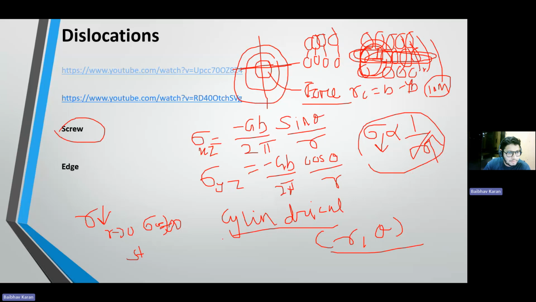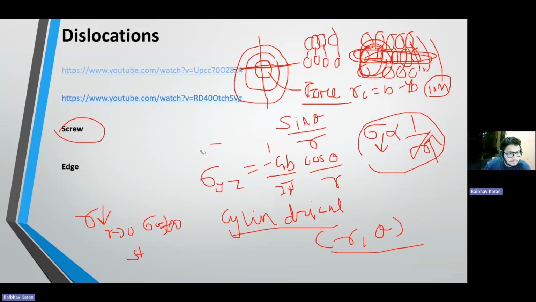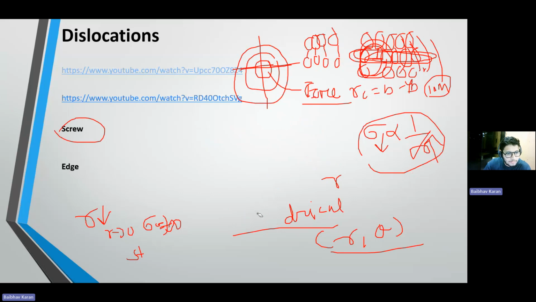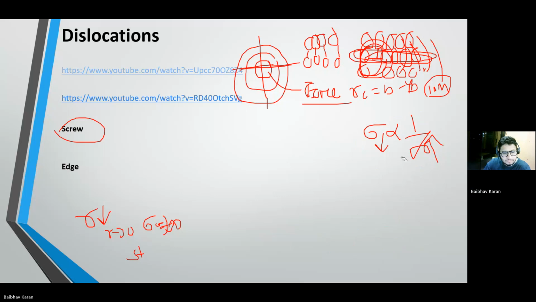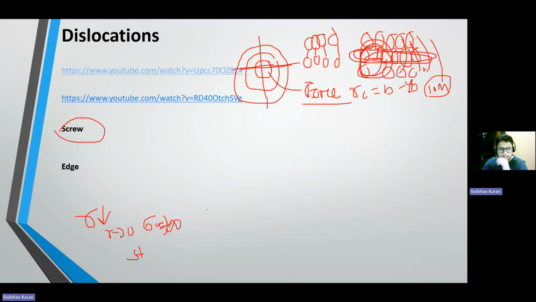Let me draw some contours here. Let me rub out some of these areas so that we can create space to draw the contours. So what are the contours for an edge dislocation? Now we are talking about edge dislocation.